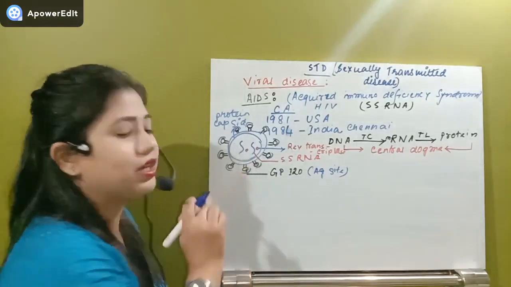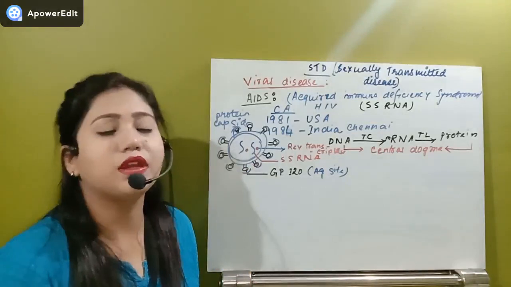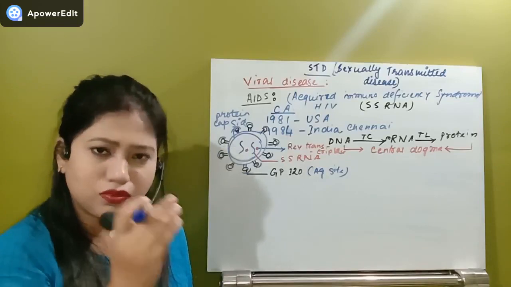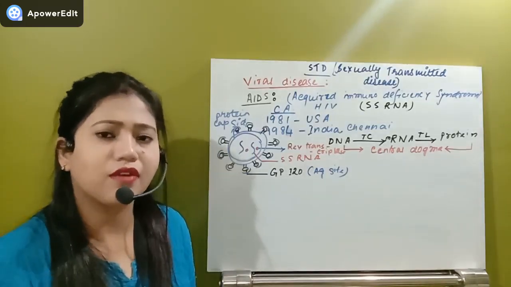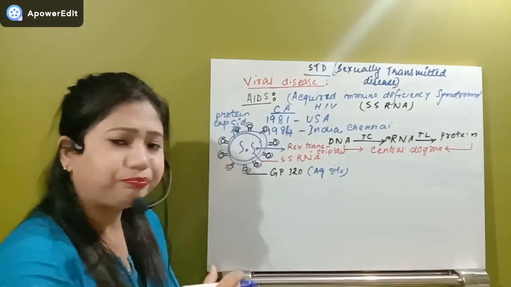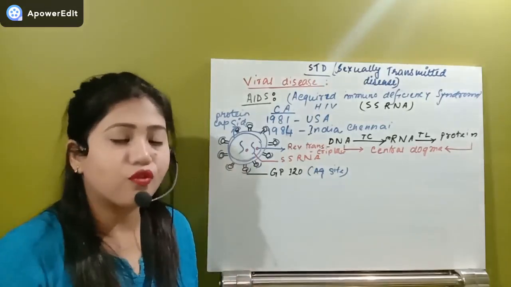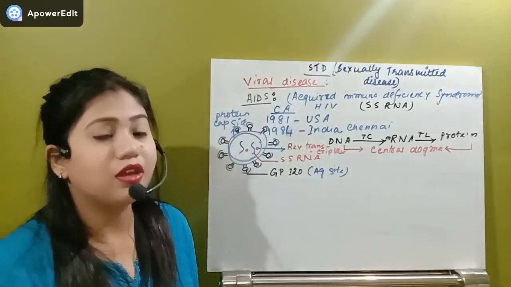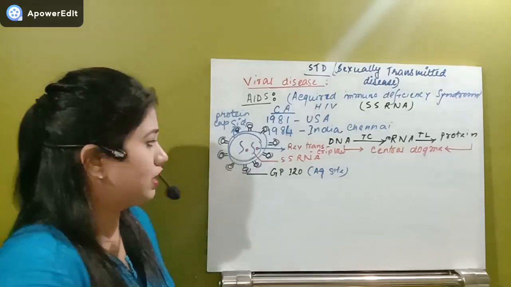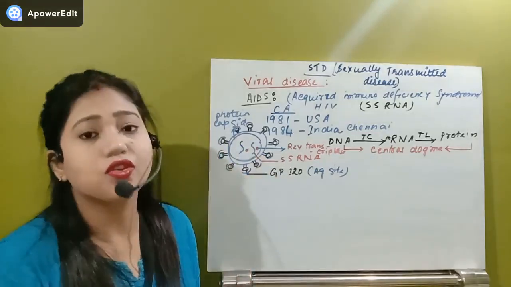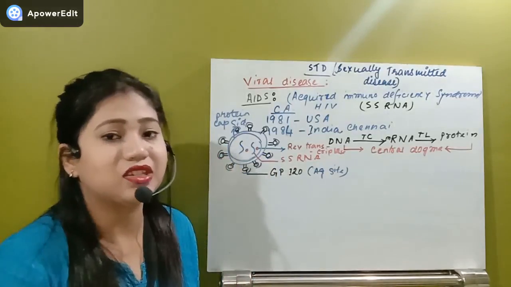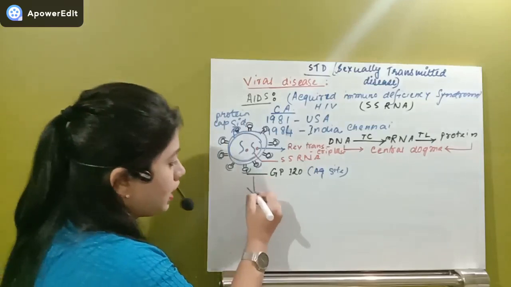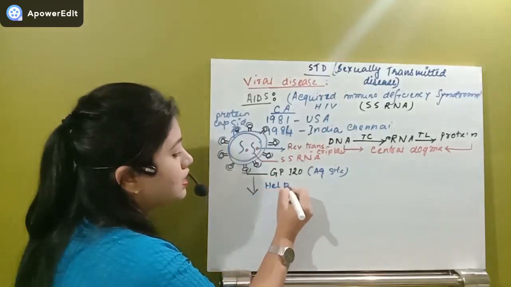And this covering will be removed for a very small period of time. Whenever it infects our cell, only for a very short period of time, that outer layer is removed, and after that it enters inside the cell. Now inside our body, which cell does the HIV virus actually enter? That cell in our body is the helper T cell.